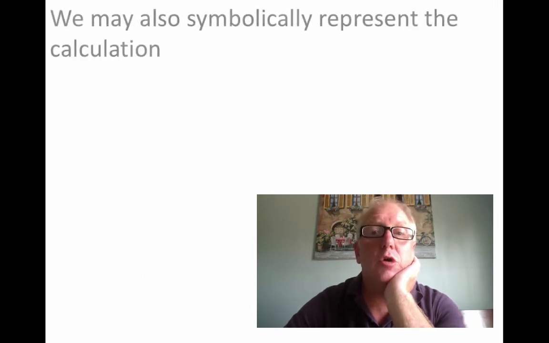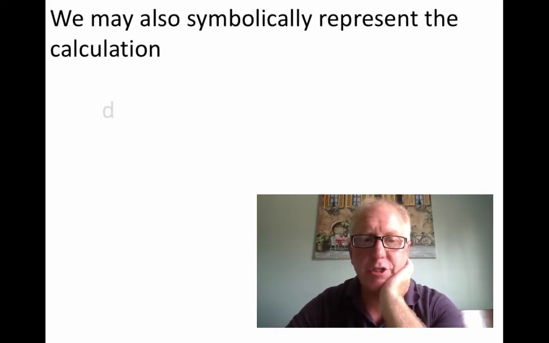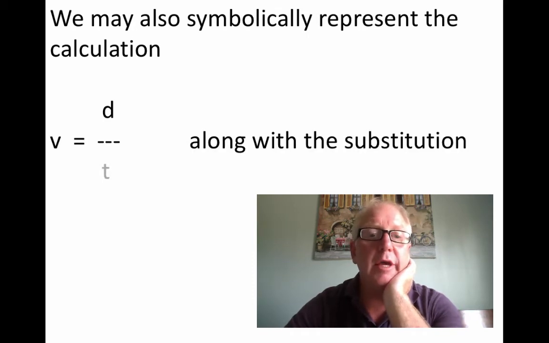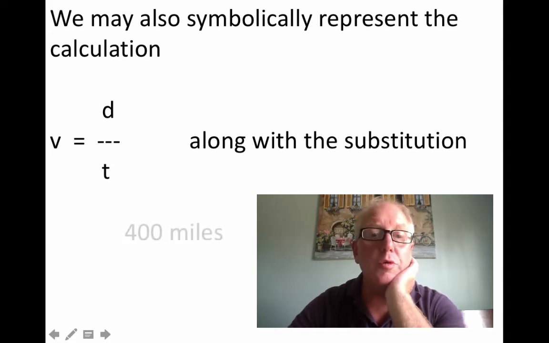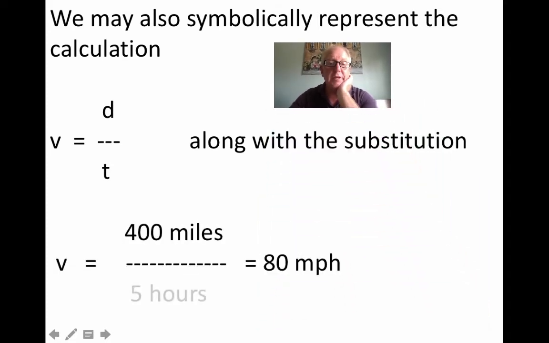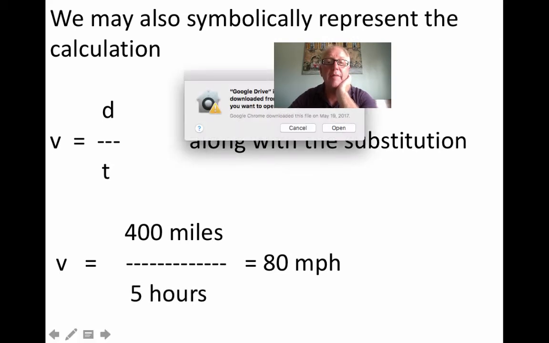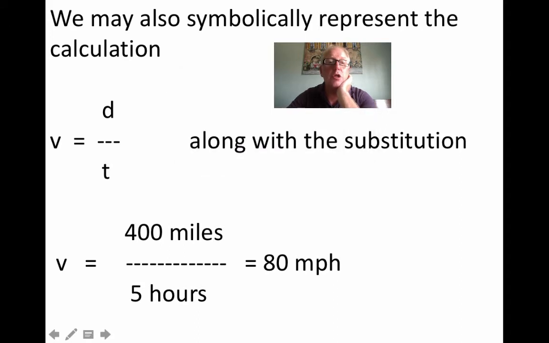Okay, so we're going to show the calculation symbolically as well. And here, V is equal to D divided by T is going to be shown along with the substitution. V is equal to 400 miles divided by 5 hours, and that is 80 miles per hour. So there you go with how we're going to show our work.